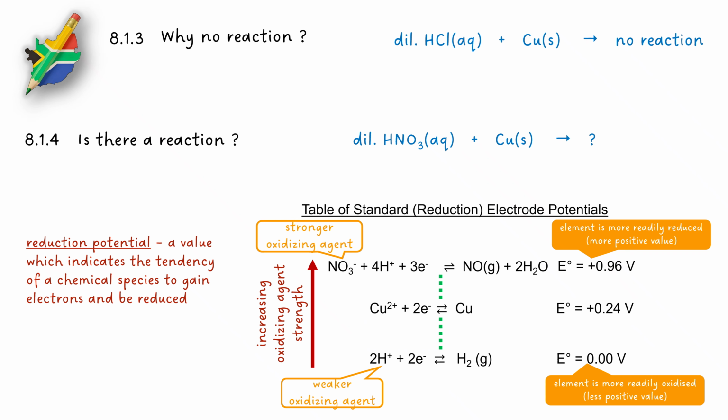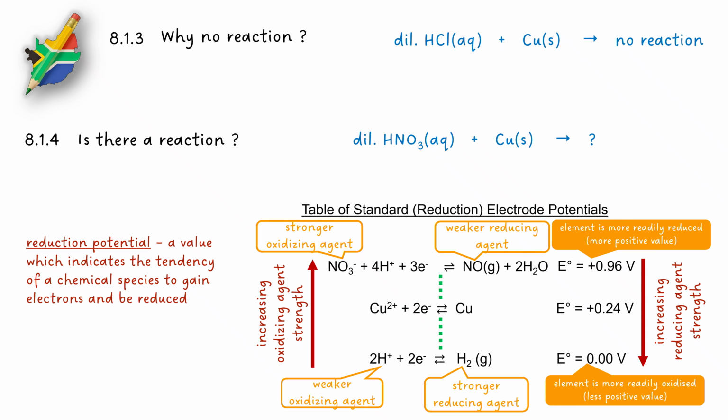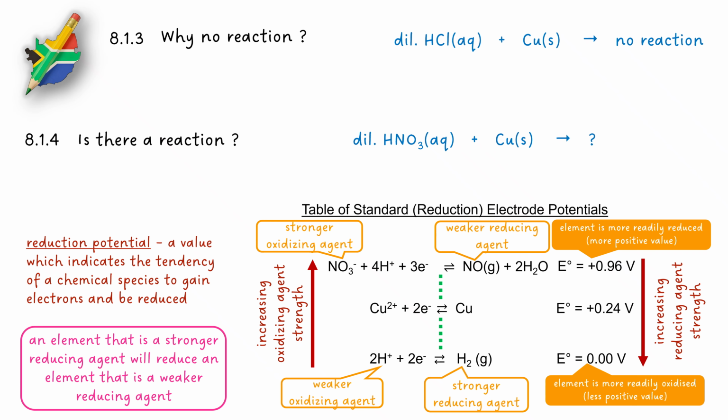So species to the top left are stronger oxidizing agents than the bottom left, as they are more likely to undergo reduction and gain electrons from another species, and thereby oxidize the other species. And species to the bottom right have a greater tendency to lose electrons and be oxidized, and thereby reduce another species. We can say an element which is a stronger reducing agent will reduce an element that is a weaker reducing agent.